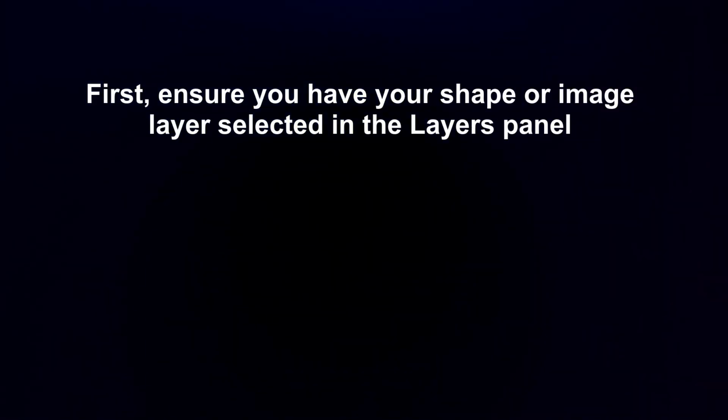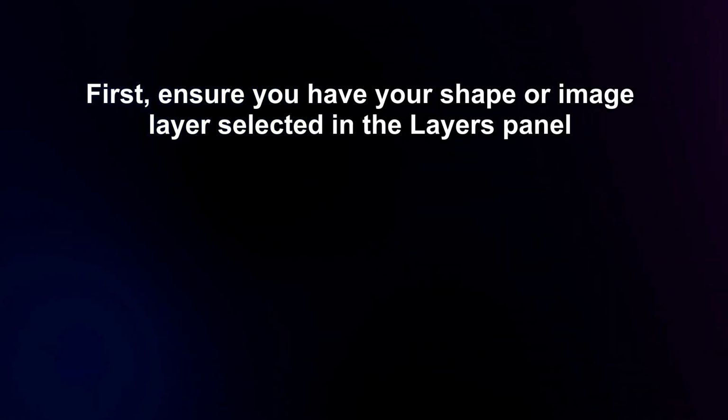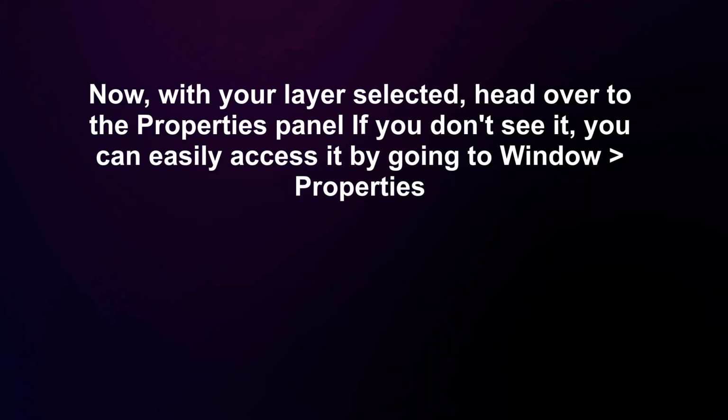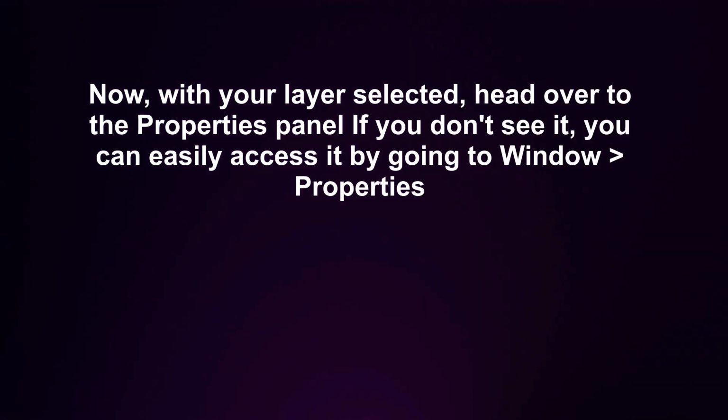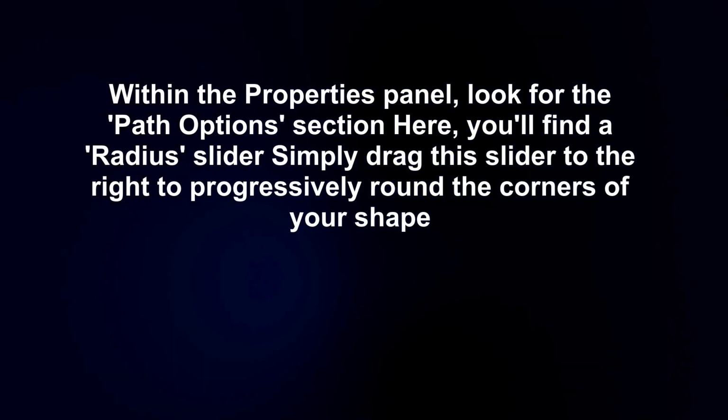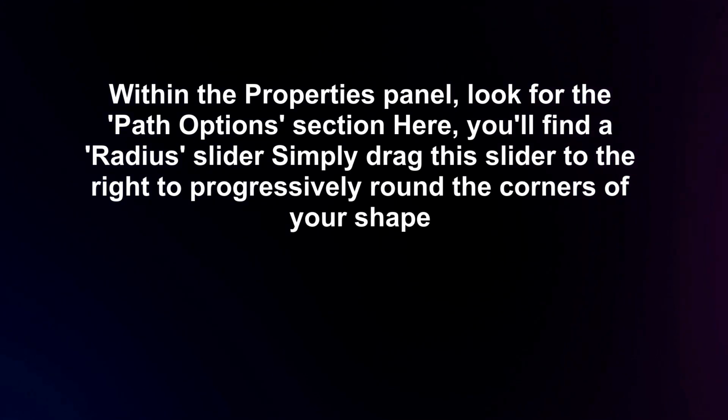First, ensure you have your shape or image layer selected in the Layers panel. Now, with your layer selected, head over to the Properties panel. If you don't see it, you can easily access it by going to Window > Properties. Within the Properties panel, look for the Path Options section here.